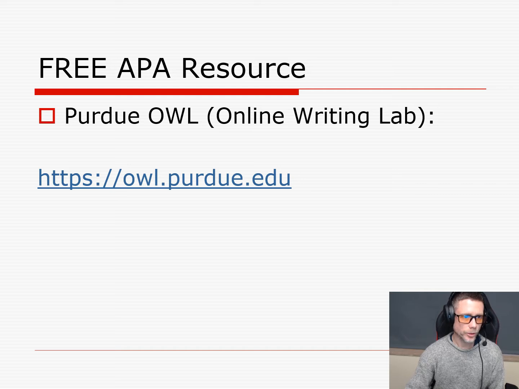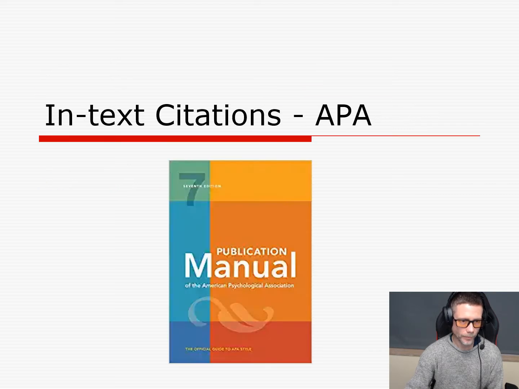Definitely encourage you to check out this free resource. You've probably heard of the Purdue OWL. Well, did you know what it stands for? Online Writing Lab. There's the website. You can buy the book, but you can also check out the website with more information on how to do APA referencing. There's the book.